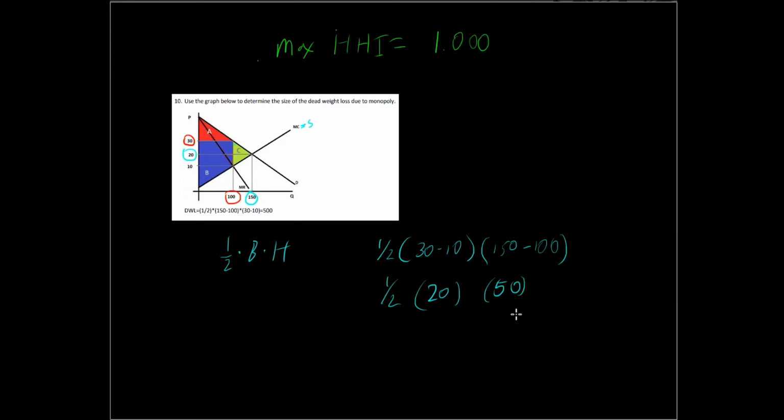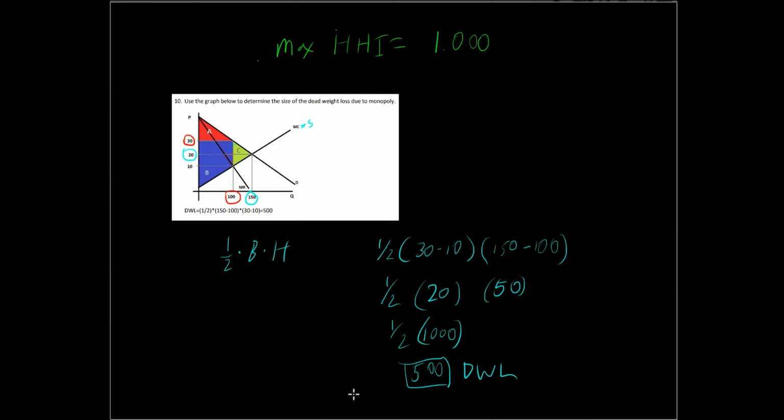20 times 50 is going to be 1,000, right? Yeah, 1,000. And then multiplying by half is the same thing as dividing by 2. We're left with 500. So the dead weight loss due to monopoly is equal to 500. We could just as easily calculate the difference between consumer and producer surplus in perfect competition versus monopoly, but keeping it simple, just dead weight loss.